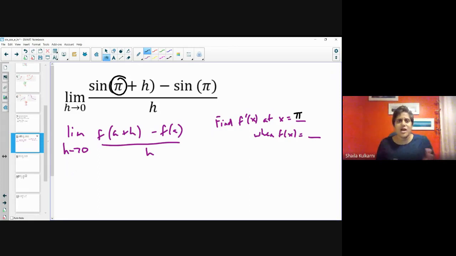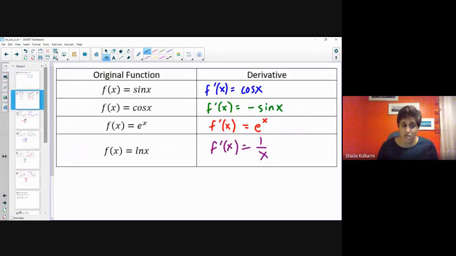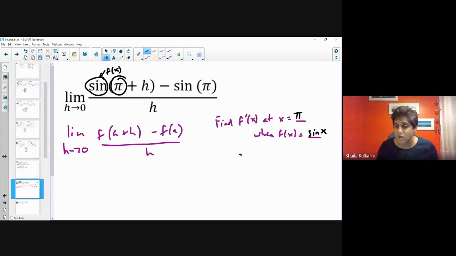And what's the function that I plugged in pi and pi plus h into? I plugged it into the function f of x. So this is my function right there. So I am basically saying to you, find f prime of x at x equals pi when f of x equals sine x. Well, you go to your chart and you say to yourself, okay, what's the derivative of sine? It is cosine. And then you do the problem. So f prime x equals cosine of x. F prime of pi equals cosine of pi.